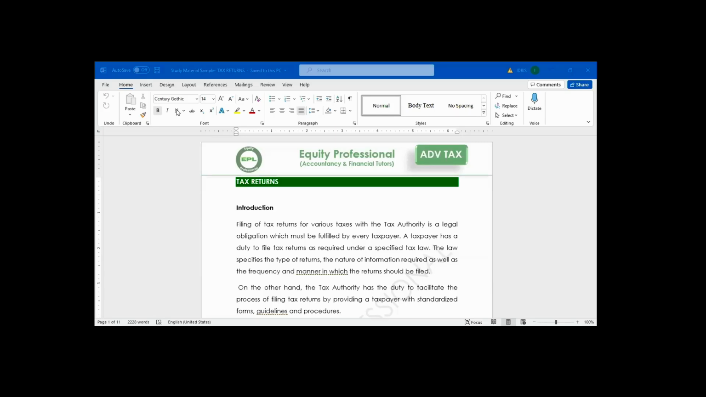We first of all look at a topic called tax return. How do we file tax return? What are the types of tax return we have? Timeline for filing tax return. What are the penalties for late filing of tax return or penalty for non-filing of tax return? So this is all we are going to look at this morning.